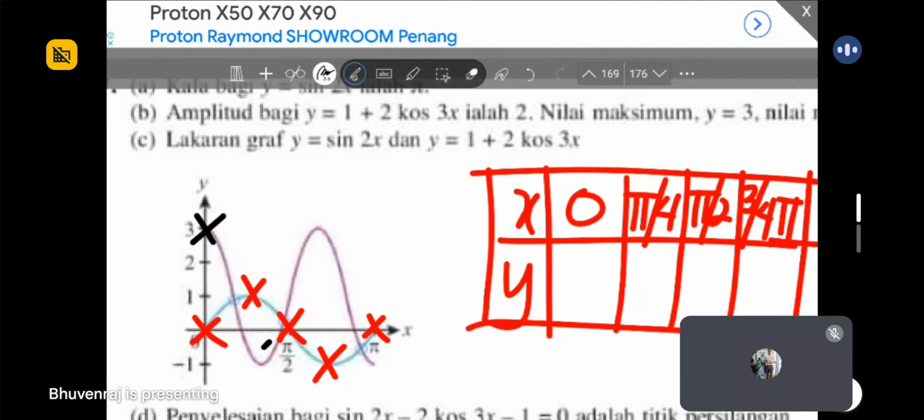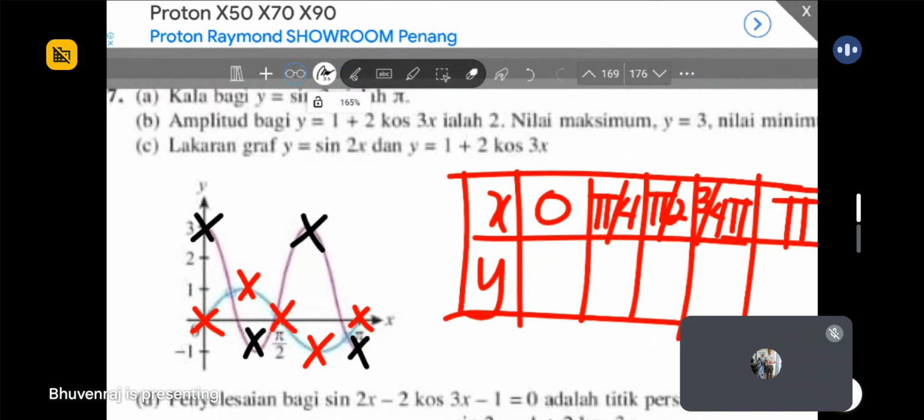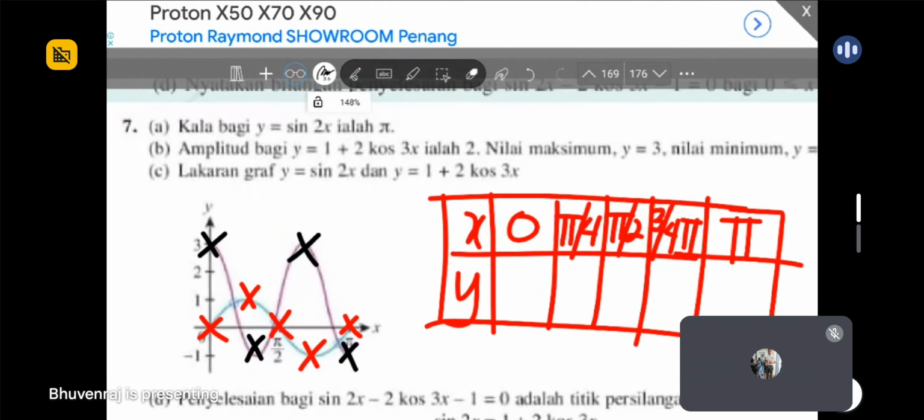Okay, so this one 1 point, 2 points, and then 3, 4. Okay, what else? This one over here can only have 4 for the cos graph. Sine graph can have 5. Cos graph only 4. It doesn't matter actually, but the more points you plot, the better. Then you can estimate the shape of the graph. Kamu boleh jangka macam mana graph tu.